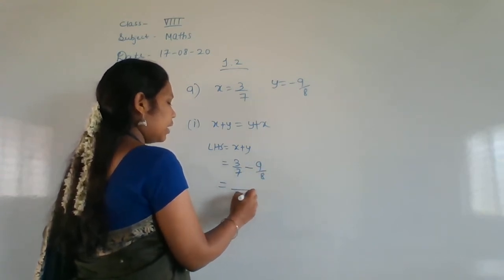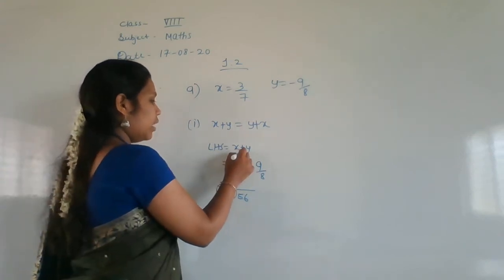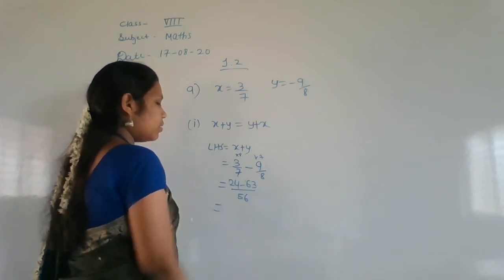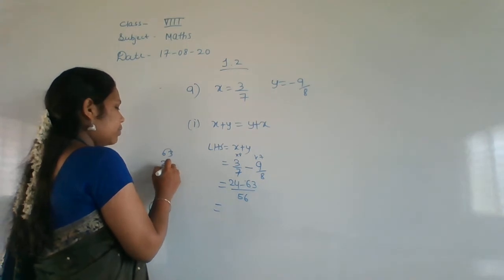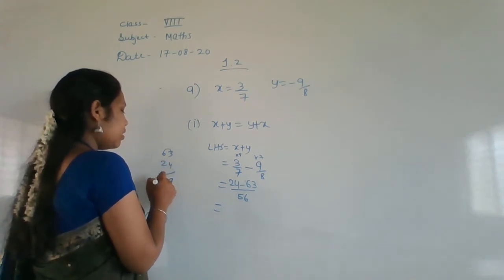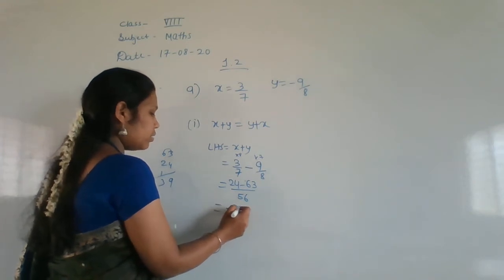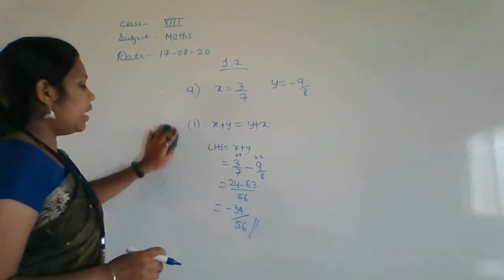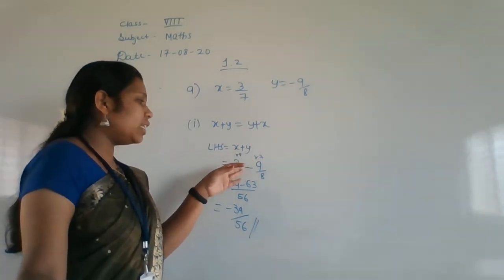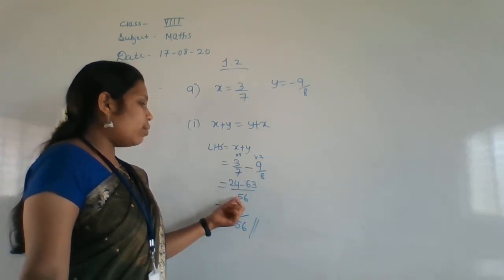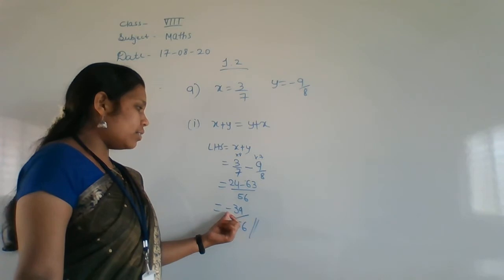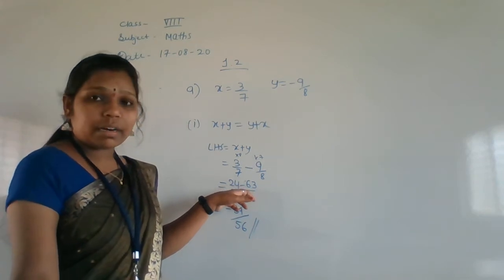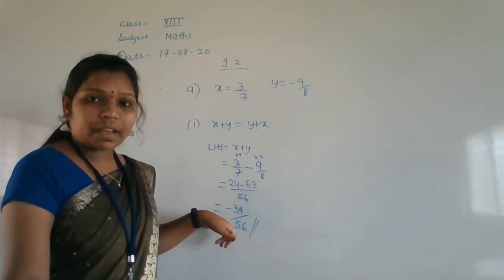So now take the LCM, 56. 8 sevens are 56, 7 eights are 56. 3 eights are 24, 9 sevens are 63. What will be the answer here? 63 minus 24, that is 13 minus 4 is 9, 6 minus 3 is 3. So minus 39 divided by 56. So LHS, x plus y is equal to 3 by 7 minus 9 by 8, and 24 minus 63 over 56, and here we are getting minus 39 by 56, because the bigger number contains the negative sign, so that's why I am taking the negative sign.